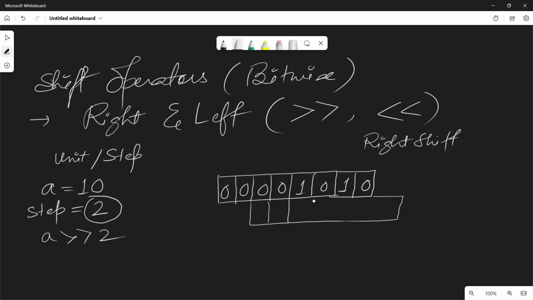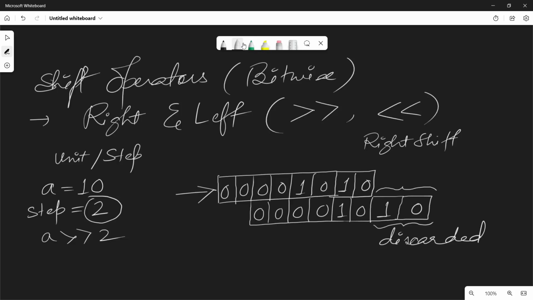1, 2, 3, 4, 5, 6, 7, and if we take one more, 8. Okay. So same thing I will draw from here. 0, 0, 0, 0, 1, 0, 1, 0. So we have ultimately shifted the 8-bit representation of 10 towards the right, you can see here, by 2 units. Okay. So here these 2 bits that you see will be discarded.